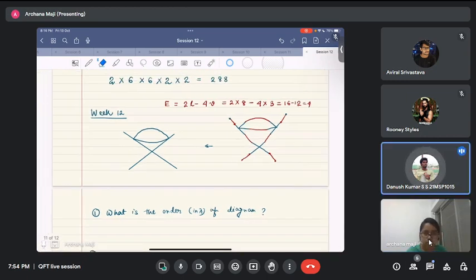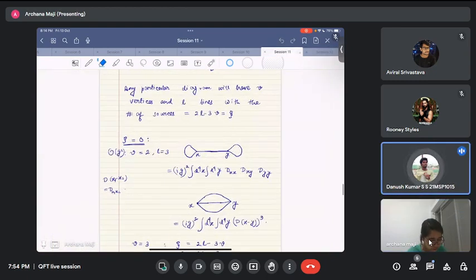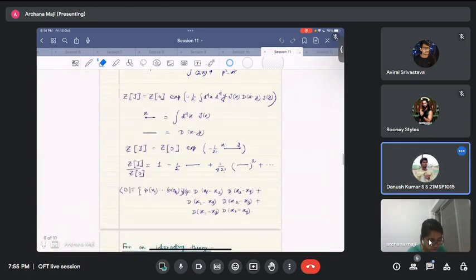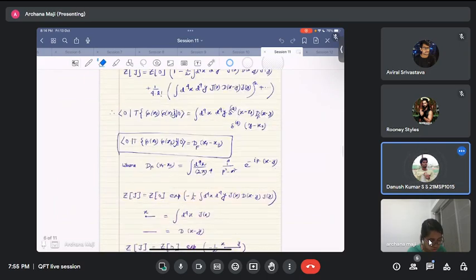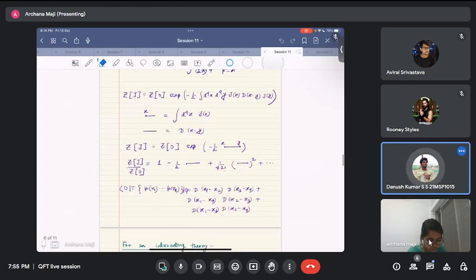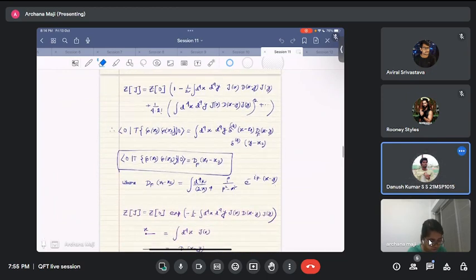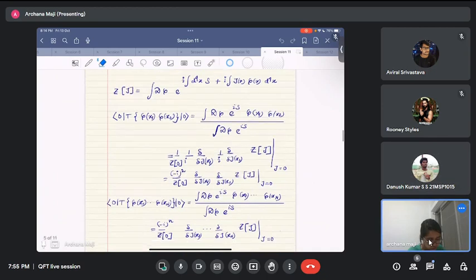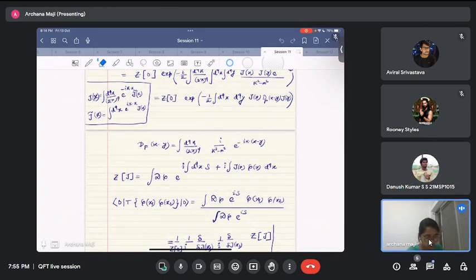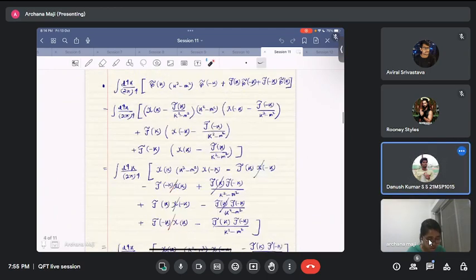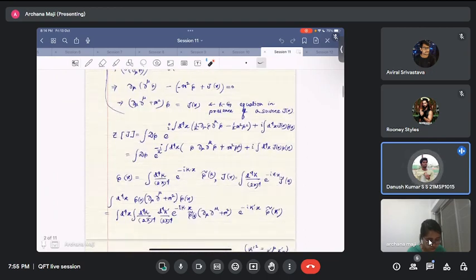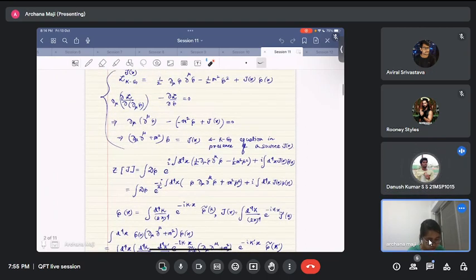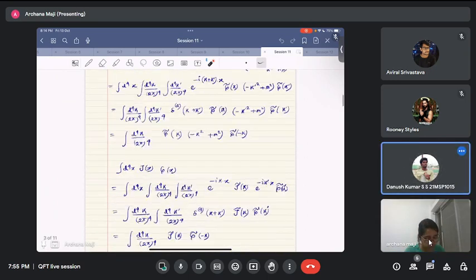Ma'am, I have a doubt in the previous section. Can you go back to the partition functions? Yes, ma'am. You're just replacing the exponential terms, right? Yes. This is the generating functional having that j source term. No, ma'am. Go to the starting. Yeah, here. Just a minute. Let me check. Just come down a bit.